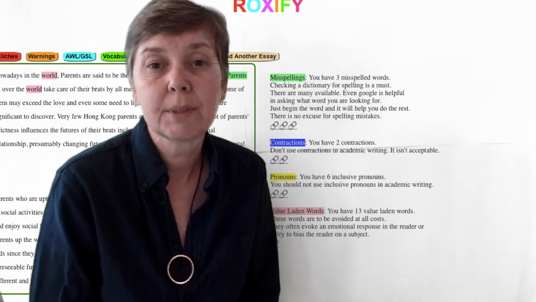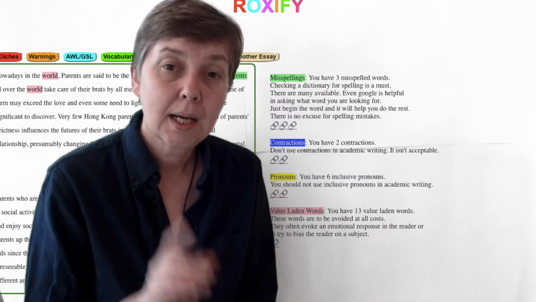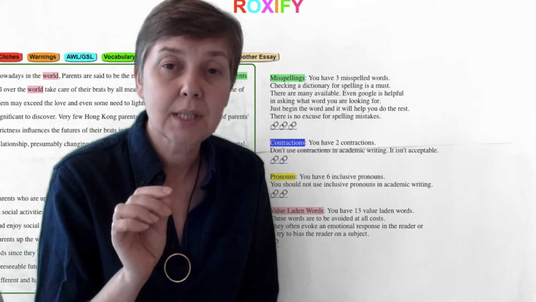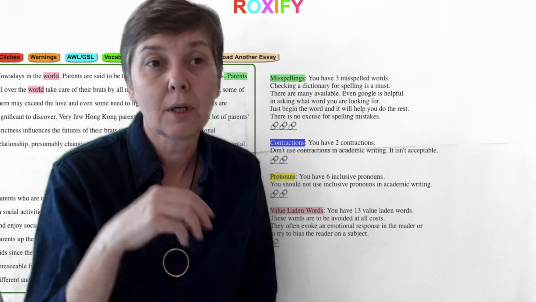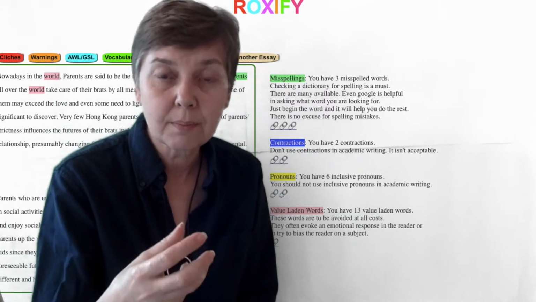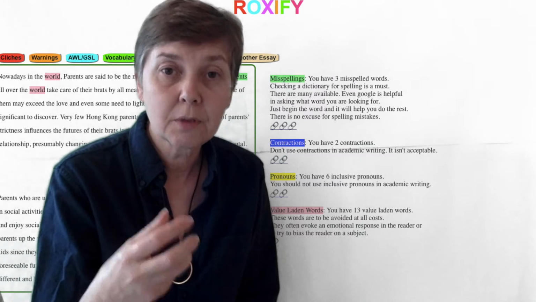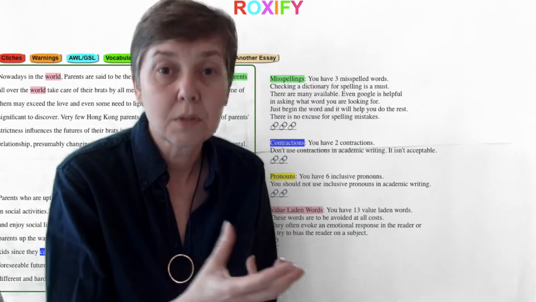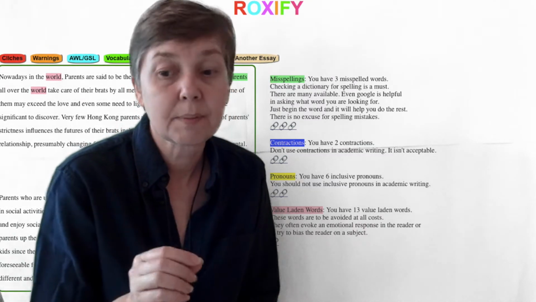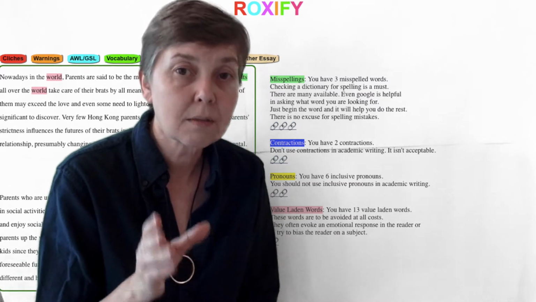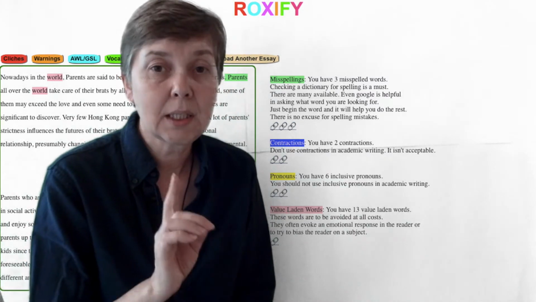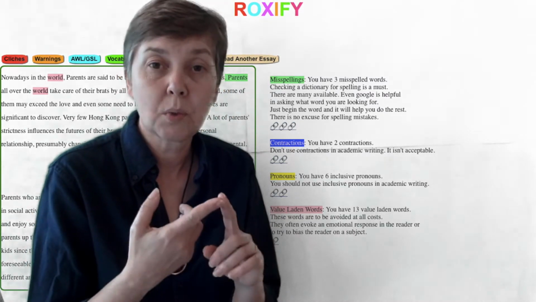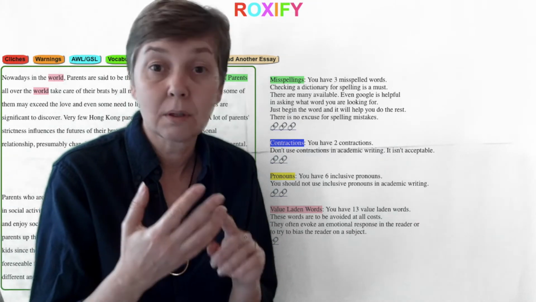Contractions should never be used in academic writing. However, sometimes when we're citing someone or quoting or using information from an interview, contractions show up. We would use them in the writing. So they're still acceptable in certain places. Pronouns are highlighted for any inclusive pronoun. So this includes we, you, us, our, your.